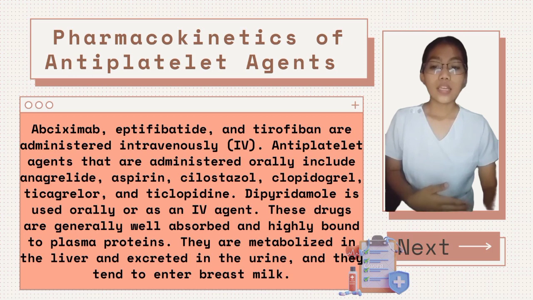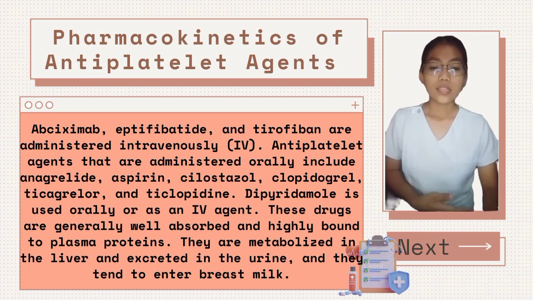Next is ticagrelor. It is rapidly absorbed with a median time to peak concentration of 2 to 3 hours after multiple twice-a-day oral dosing. This drug is extensively metabolized, with ticagrelor and its active and approximately equipotent metabolite composing the major circulating components in the plasma.